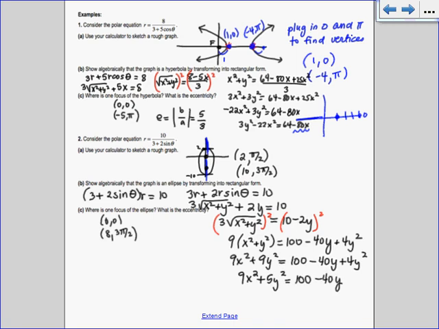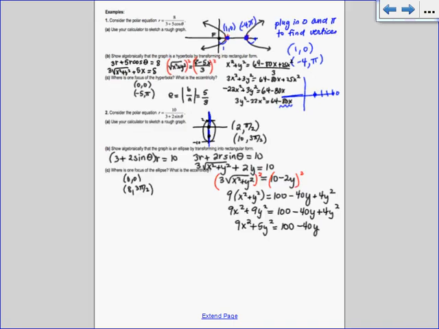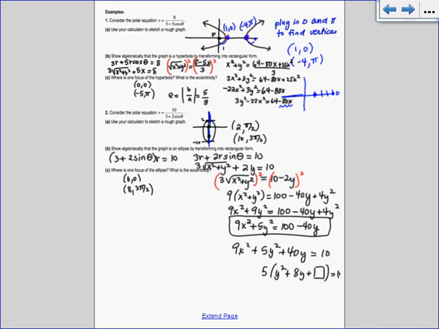So again, there are things you can do to get this in the standard form that was more familiar when we were in Algebra 2, right? I would leave it like this for the test, but you could add the 40y over. So that way you can complete the square, right?